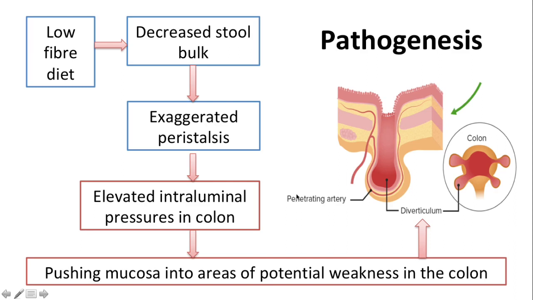So if you take a look at the image here on the right hand side, you will see that there is invagination or outpouching of the diverticulum through the wall of the colon, via this area of potential weakness in between the tinea coli, where the penetrating vessels run through as well.